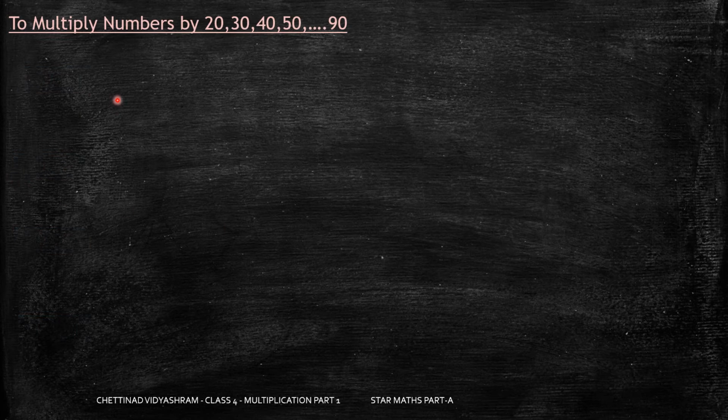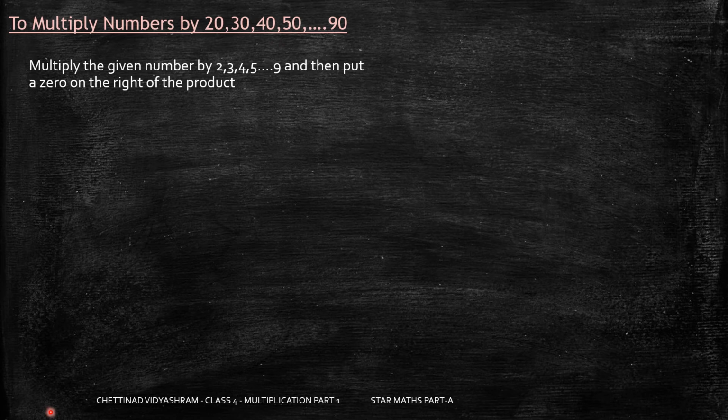Now we are going to see how to multiply numbers by 20, 30, 40, 50, up to 90. Multiply the given number by 2, 3, 4, 5, etc. up to 9 and then put a 0 on the right of the product. Example, 12 into 30. So what they are saying is first multiply the number and put a 0 to the right of the product. So 12 3s are 36. When I add a 0, it will become 360. So this is an easier way of multiplying numbers with 0.